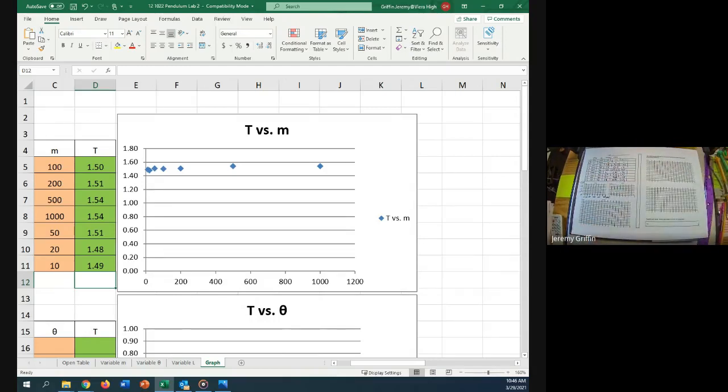What's this in the chat? Are you supposed to write this down? Yeah, copy the graph. Everybody's copying that graph right now, right? So, time versus mass.